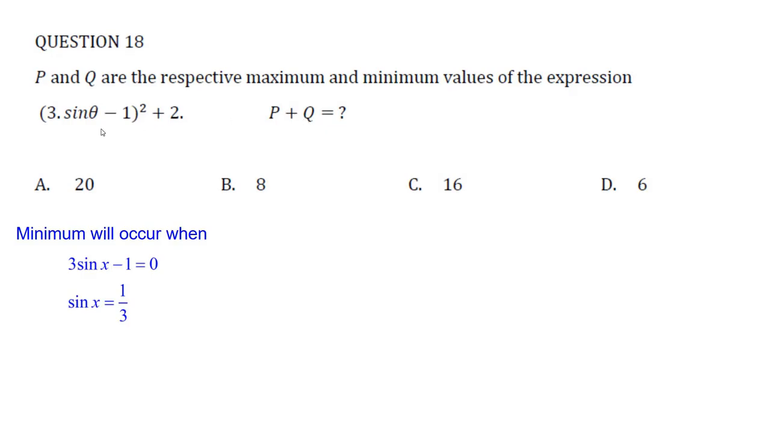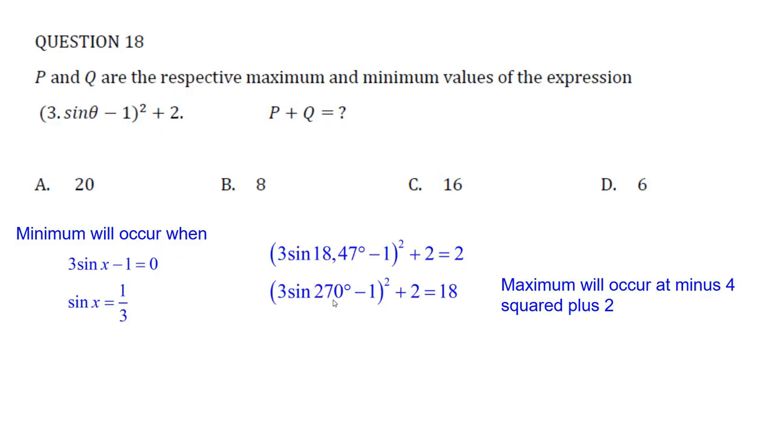What about the maximum? Well, sine theta goes between 1 and minus 1. But we're subtracting 1 here, so if this was minus 1, 3 times minus 1 would make it minus 4. Squared would be 16, plus 2 would be 18. Well, the maximum must be 18. Now, I thought about the angles that would make this true, 270 degrees, but the maximum would be 18. The minimum would be 2.